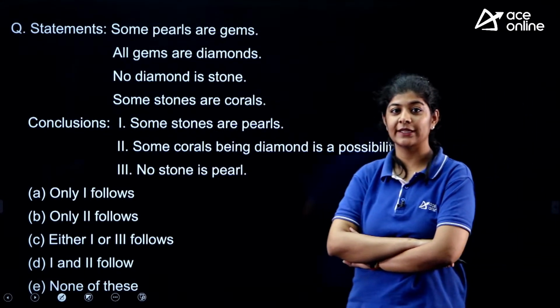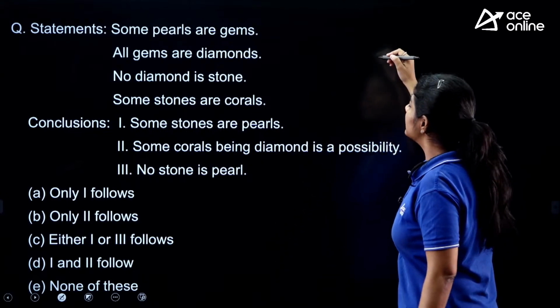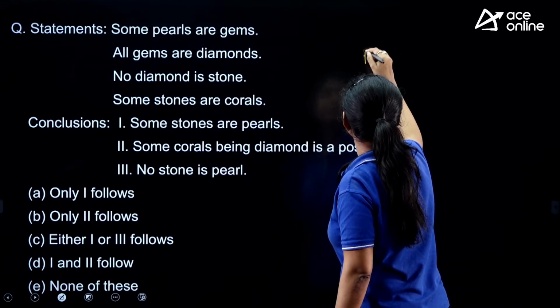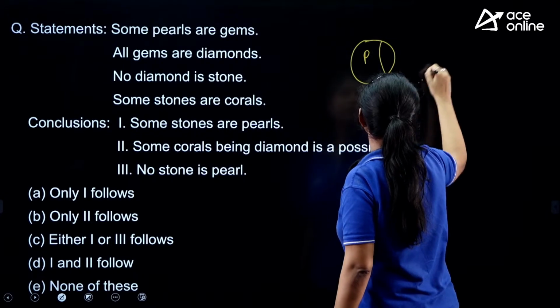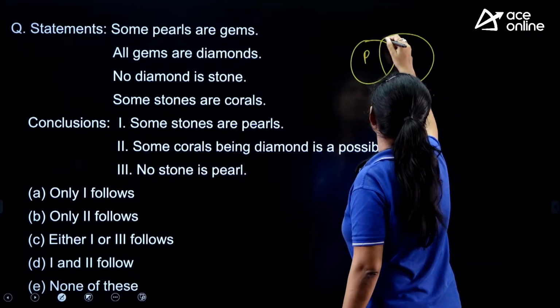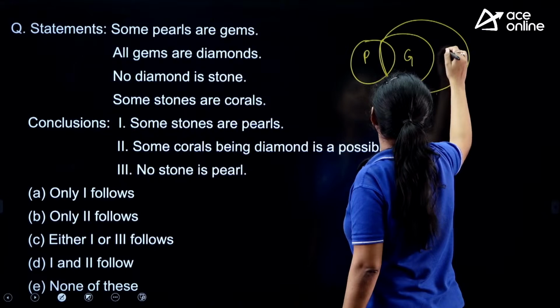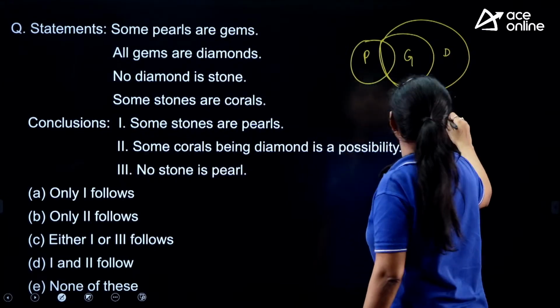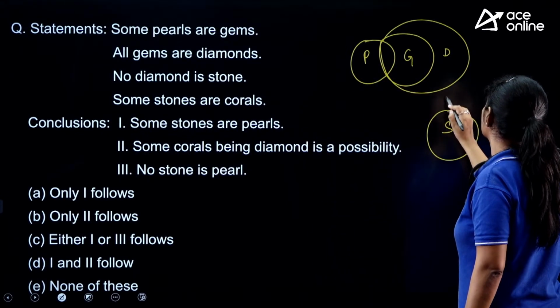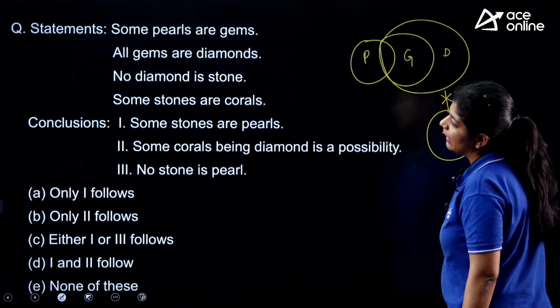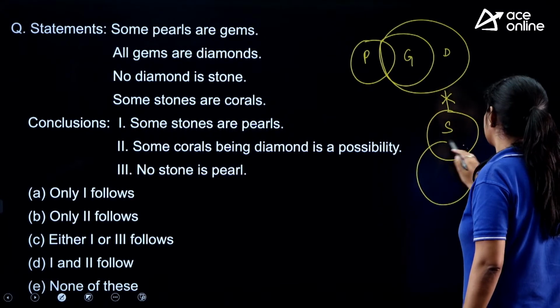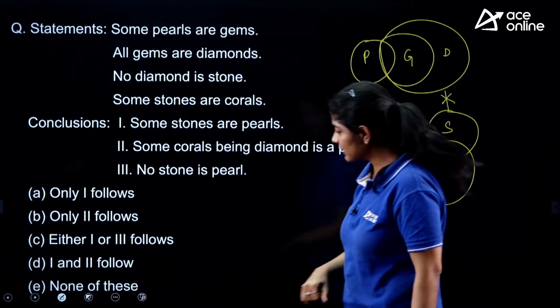Okay, let's start drawing the basic diagram. Some pearls are gems. All gems are diamonds. No diamond is a stone. And some stones are colored. Okay, so this is my diagram, right?